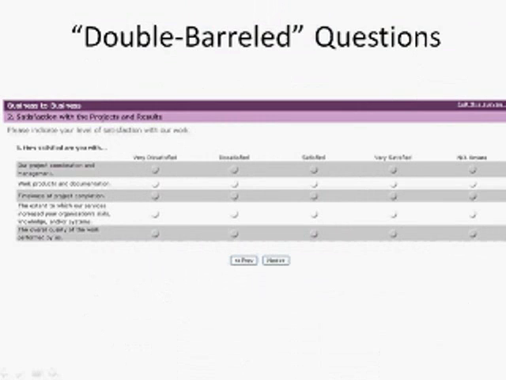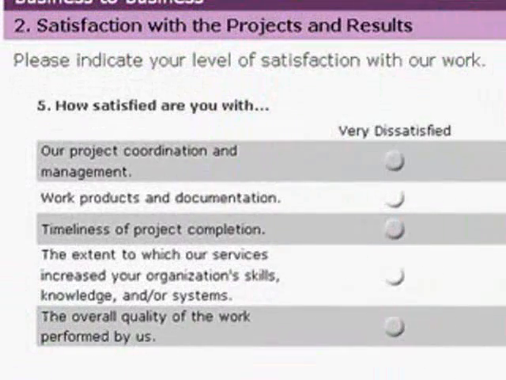Problem number 3 with this template, it uses what we call double-barreled questions. Now, that sounds fancy, but it's actually really simple. A double-barreled question is when you pile 2 questions into one. Look at this question that says, how satisfied are you with our project coordination and management? Here's the problem. The customer might be thrilled with your project coordination, but not so much with the management. If that's the case, they won't know how to answer the question. They'll be frustrated, and worse, they'll probably wonder about your competence. We don't want our customers wondering about our competence.